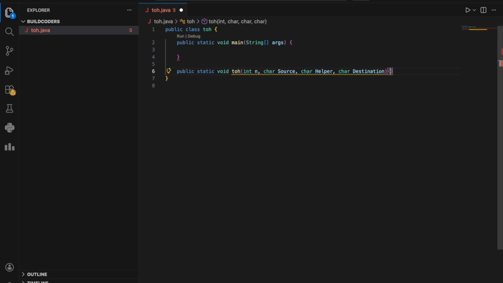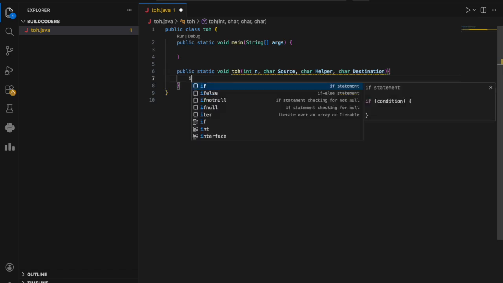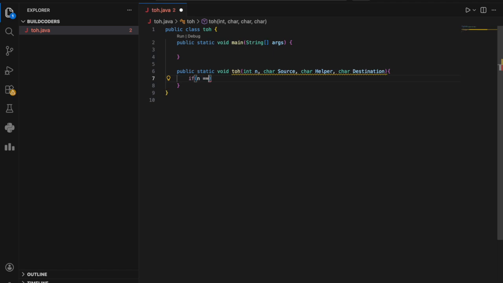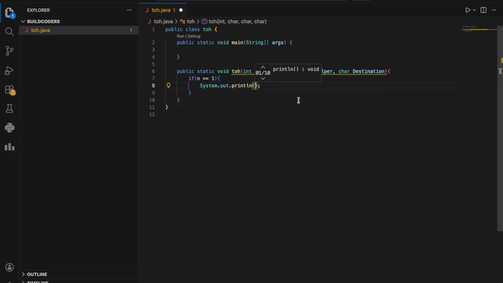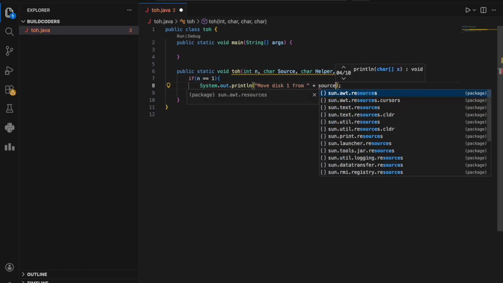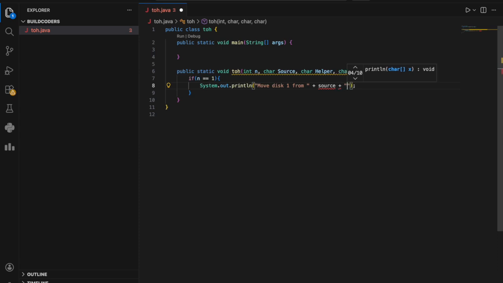Let's begin with writing the base case, that is when n is equal to 1. In this case, we need to move the disk directly from source to destination. So let's write it. That is, move disk 1 from source to destination.